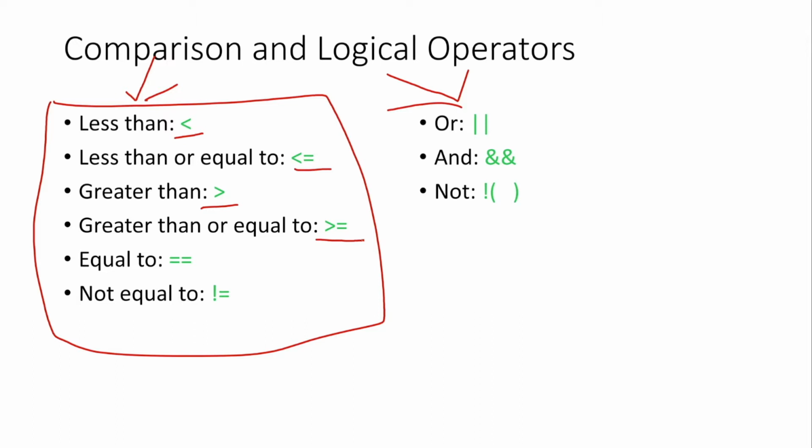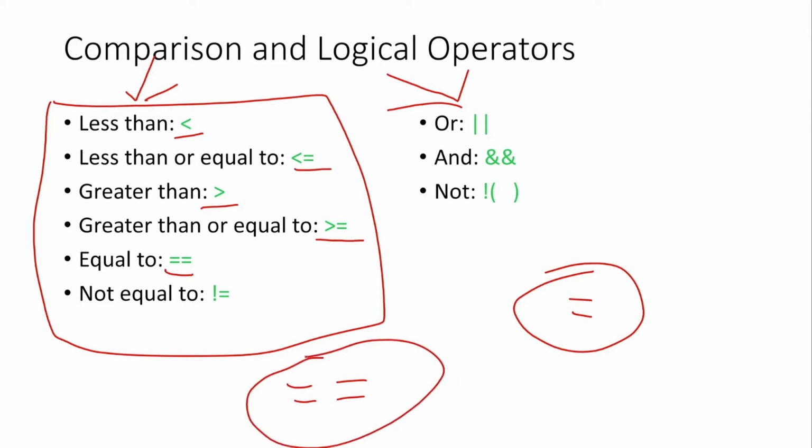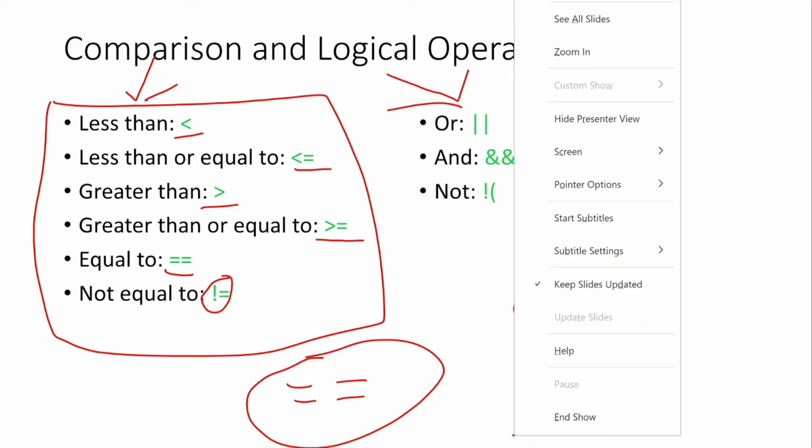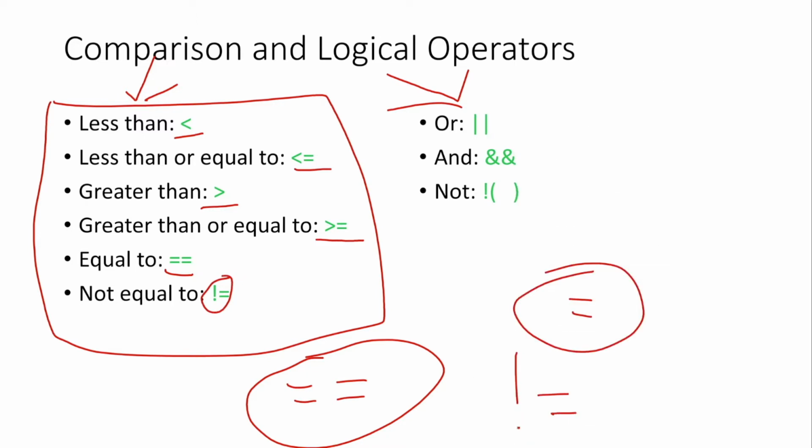So now let's talk about equal to. As you can see, there are 2 equal signs. This is because the symbol that is just one equal sign is taken up by when you assign values to a variable. So instead, there has to be 2. You have to remember that. It has to be 2 equal signs. Then we have not equal to, and it has an exclamation mark instead of one of the equal signs.